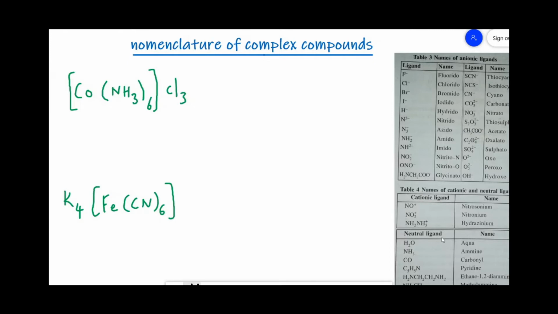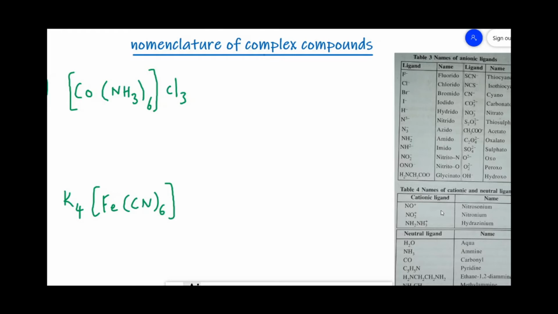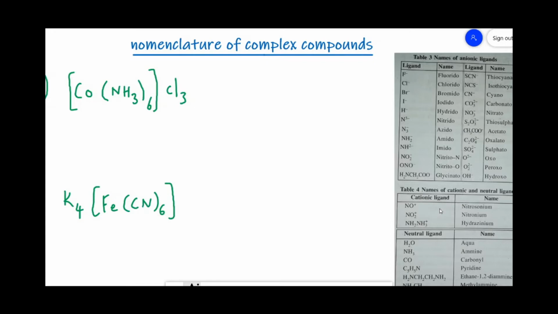There are some rules we have to follow, and by taking the help of those rules only we can write the names of complex compounds. I'm not discussing all the rules, but if you follow the explanation of how I am writing the nomenclature of a complex, and practice some more examples using this method, then you can easily write the name of any complex.